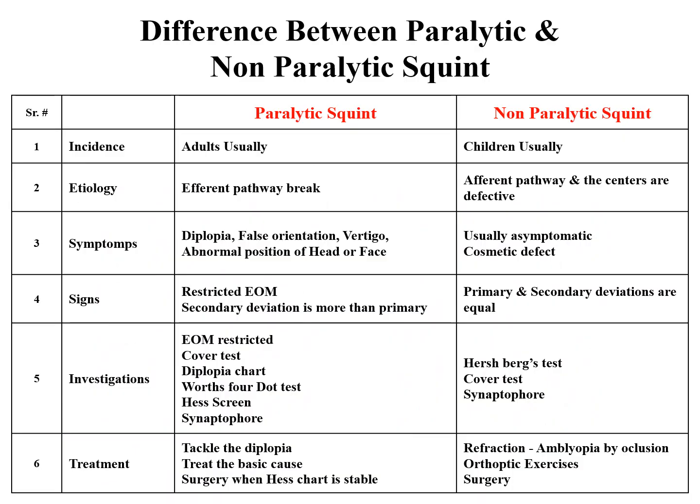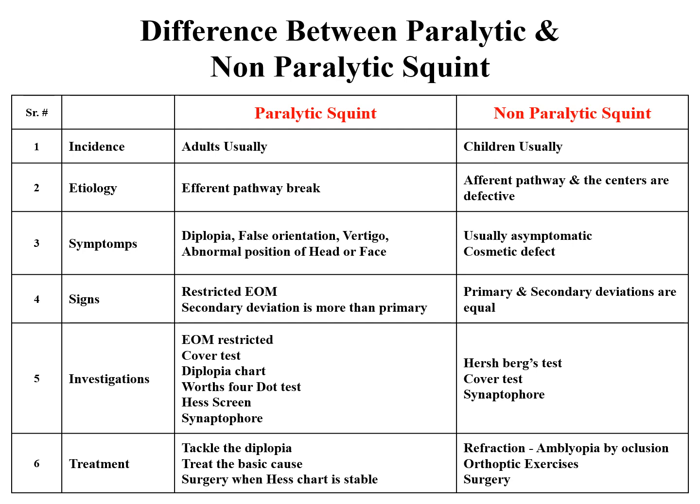Now we will discuss the difference between paralytic and non-paralytic squint. The incidence of paralytic squint is usually in adults, and non-paralytic or concomitant squint is usually in children. The etiology of paralytic squint usually involves the afferent pathways, but in concomitant squint, the afferent pathway and the centers are defective.